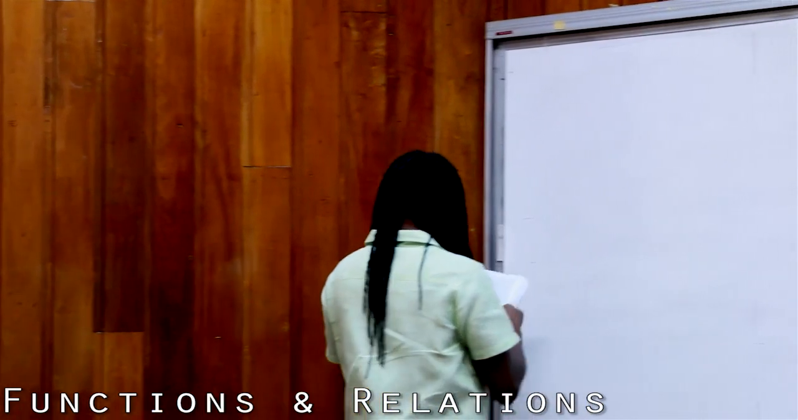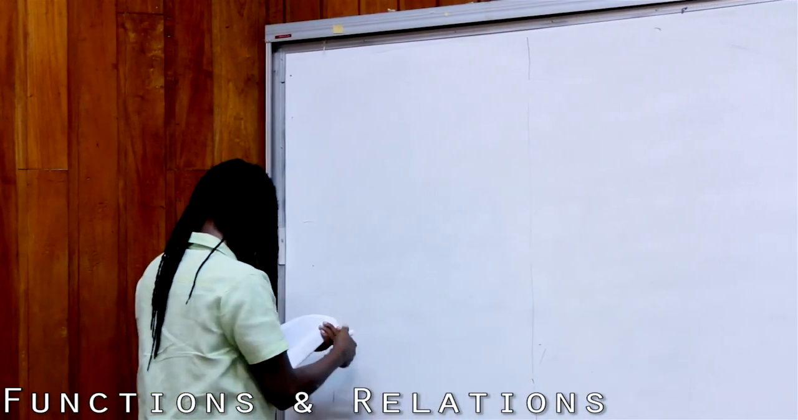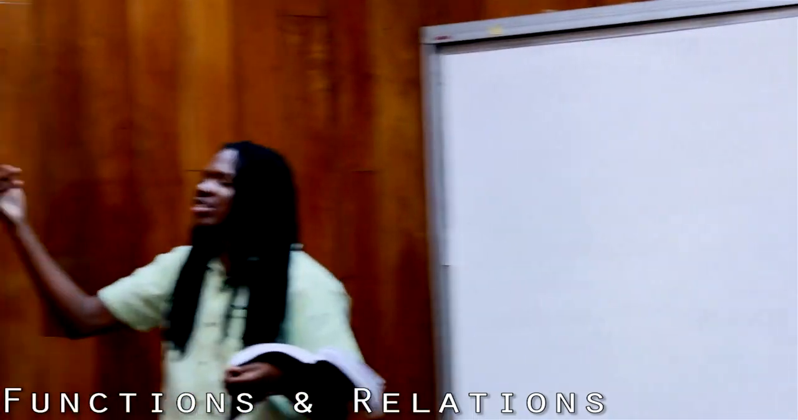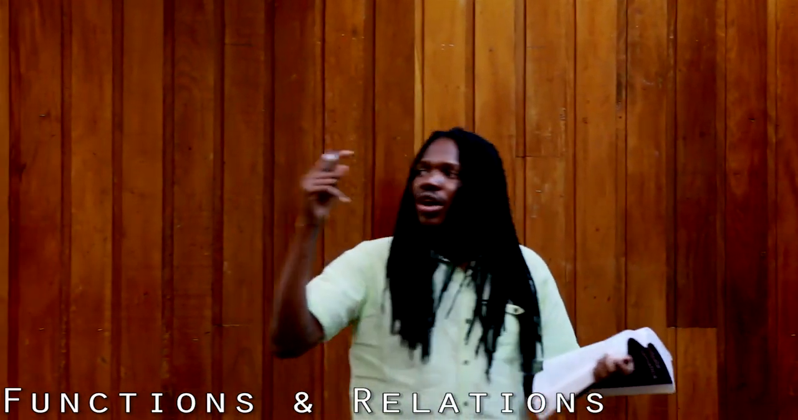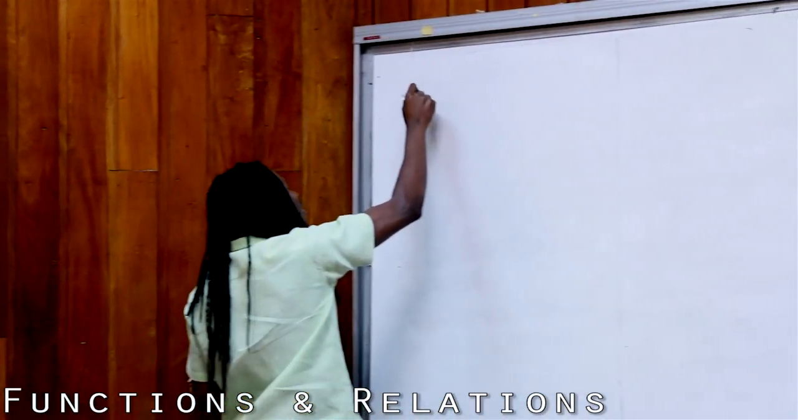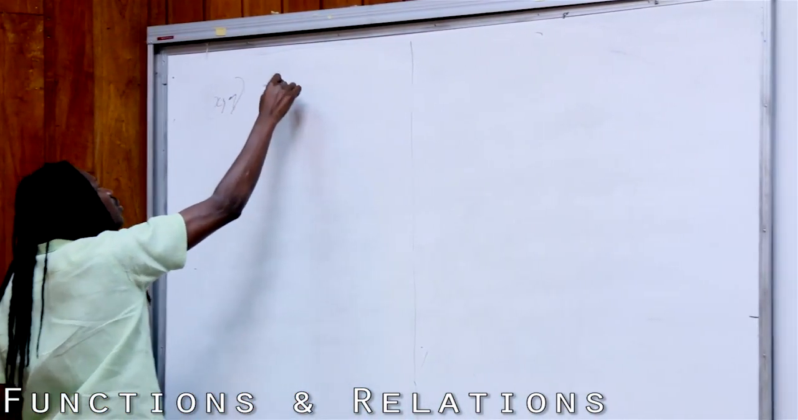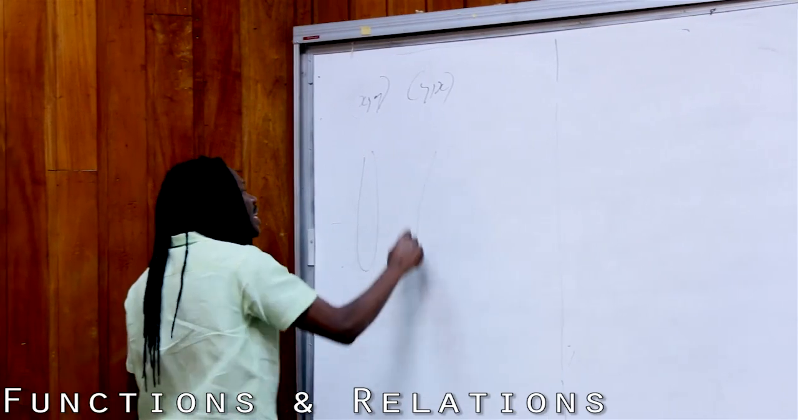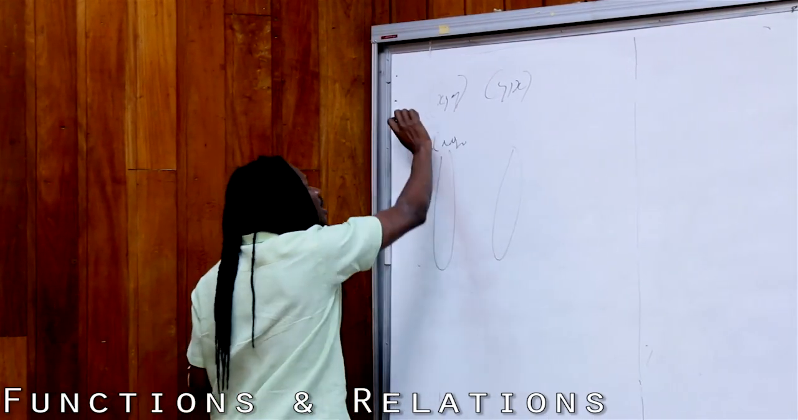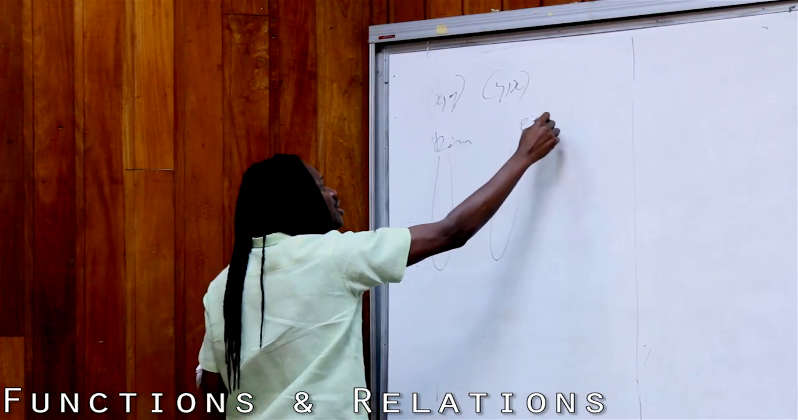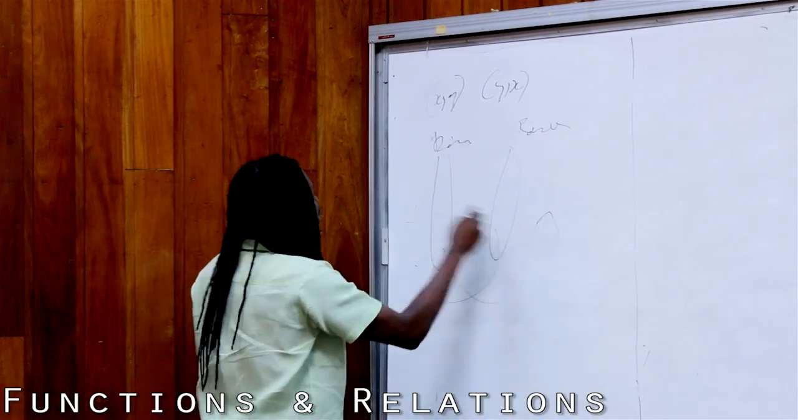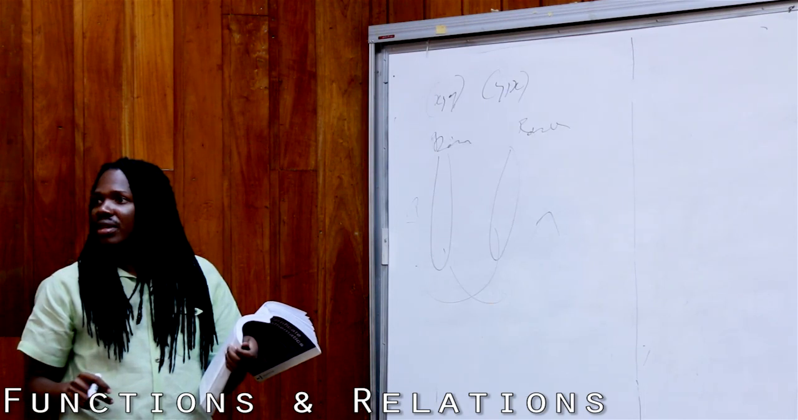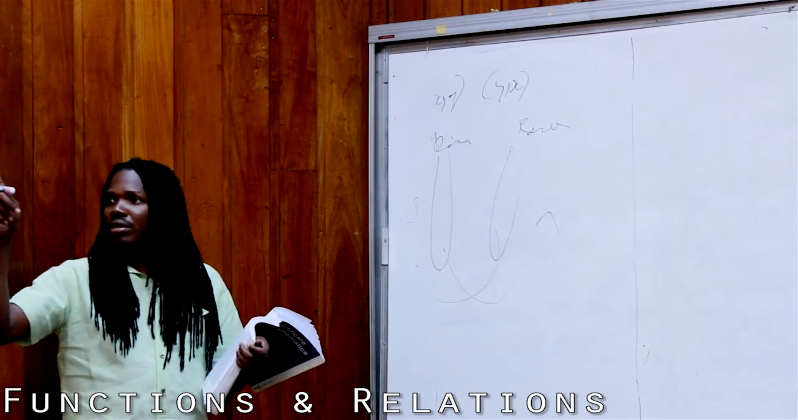Inverse function. If the function is inverse, it means that the range is the domain and the domain is the range. Now in this case, xy, if inverse, means yx. So if the function stays like this, where this is the domain and that is the range, if we want the inverse, we have to interchange the domain and the range. Everybody understand?